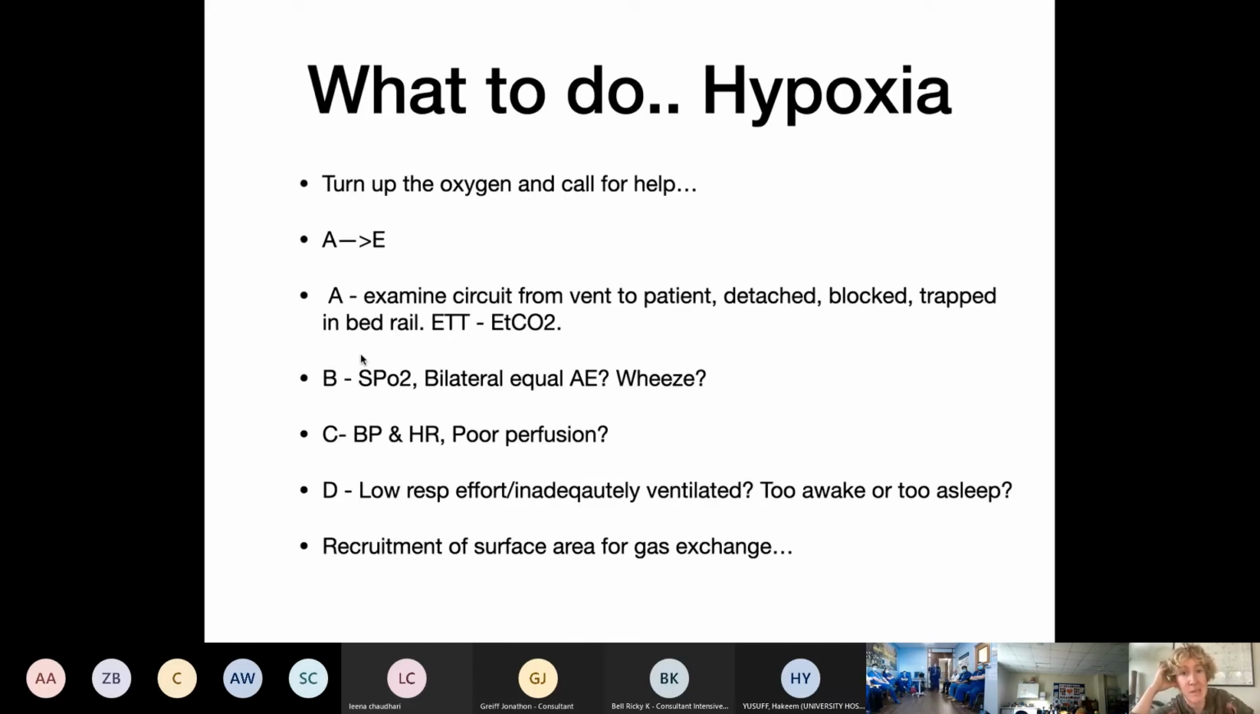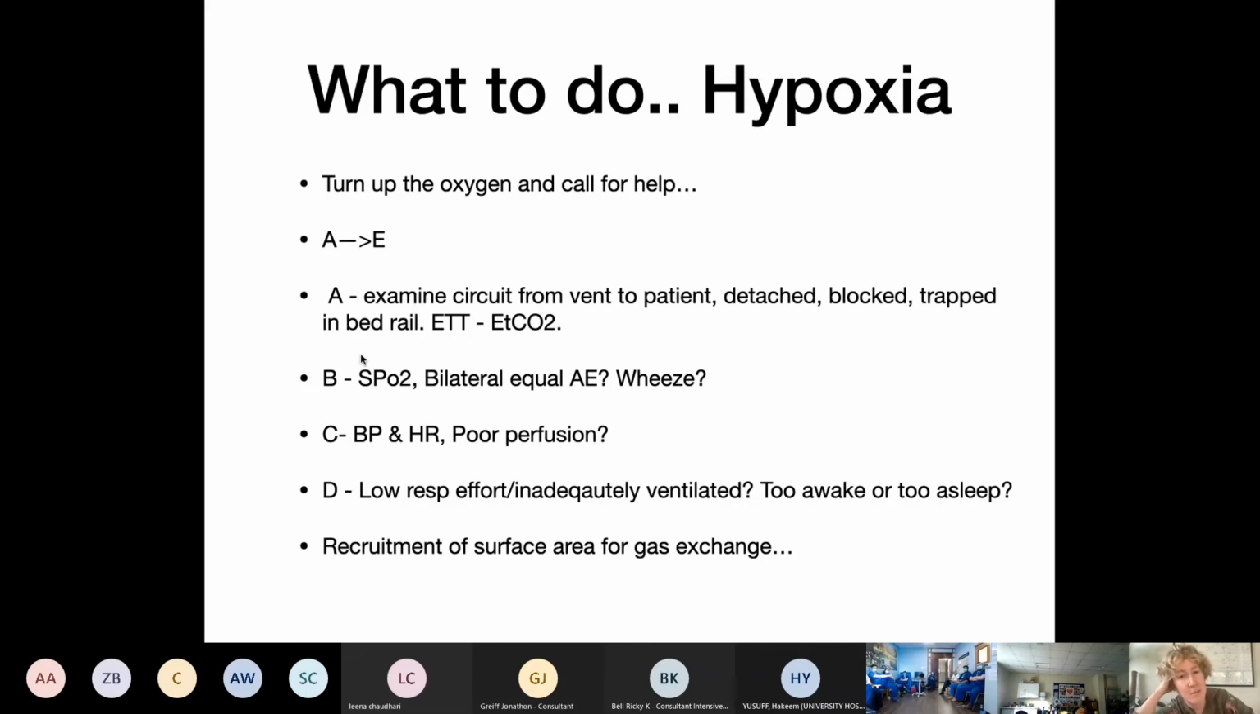So for hypoxia, well, turn up the oxygen and call for help is probably never going to be wrong. And a systematic approach to examining the patient. So examining the circuit from the ventilator to the patient or vice versa, whatever you might have been taught. Is something detached or blocked or trapped in a bed rail? I know it's happened before where the circuit's been trapped in the bed rail and the patient's actually ended up being extubated and re-intubated because of that. Is the ET tube patent? Is there an end-tidal CO2 trace?